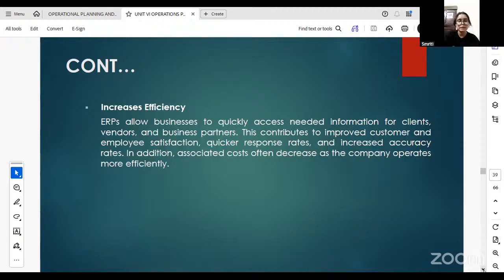Increases efficiency. ERPs allow businesses to quickly access needed information for clients, vendors, and business partners. This contributes to improved customer and employee satisfaction, quicker response rates, and increased accuracy rates. In addition, associated costs often decrease as the company operates more efficiently.